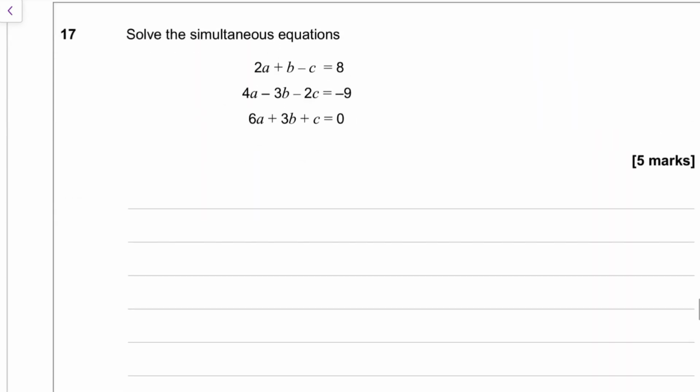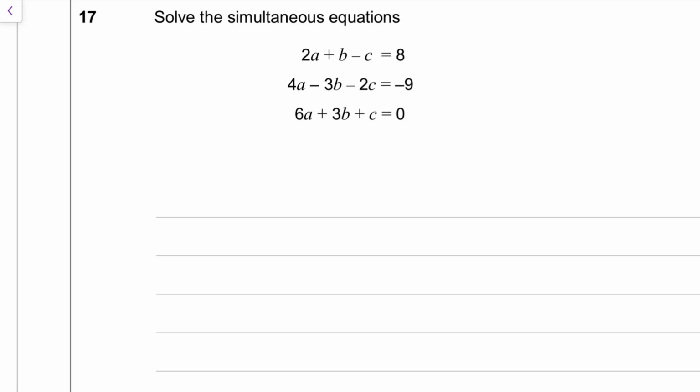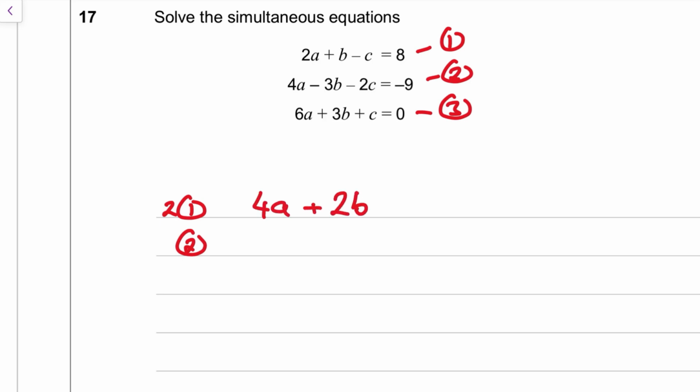Next question. Here we go. All right, if you watch my daily videos, you know I'm not a big fan of these, but let's just go for this anyway. Okay, so let's do 2 times equation 1, and then we're going to take away equation 2 underneath. So 2 times 1 is 4a plus 2b minus 2c is equal to 16. And then just write down equation 2 underneath: 4a minus 3b minus 2c.